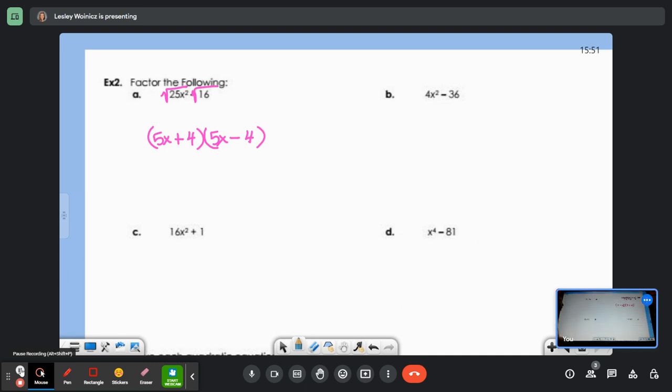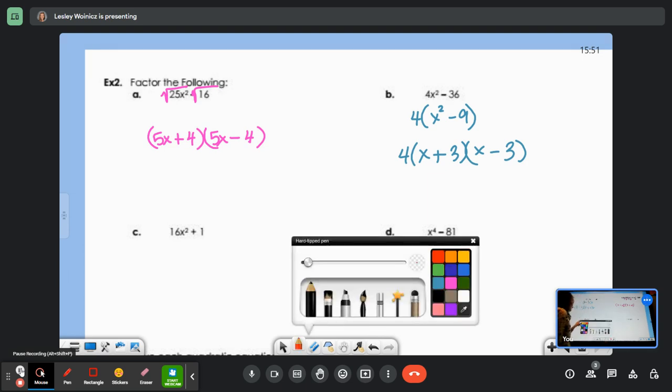All right, for B, I'm still factoring, and I have a GCF. So I have to first factor out my 4, and then I get x squared minus 9. 36 divided by 4 is 9. Inside my parentheses for my leftovers, I have a difference of squares. So I keep my 4, get my parentheses ready, pick my plus and my minus. Square root of x squared is x. Square root of 9 is 3. And now I'm done.